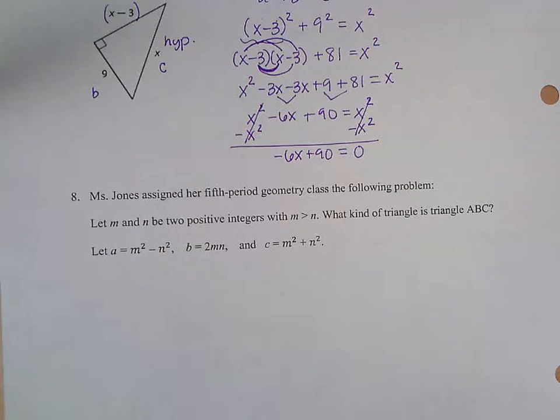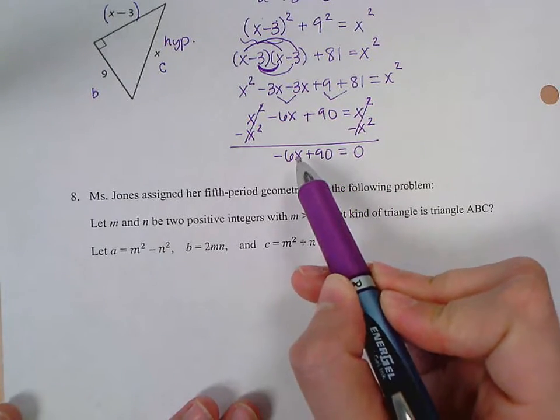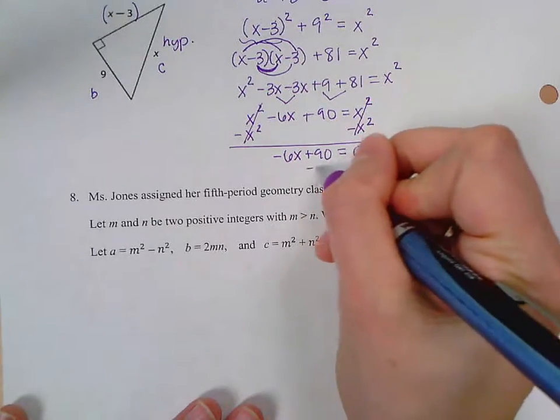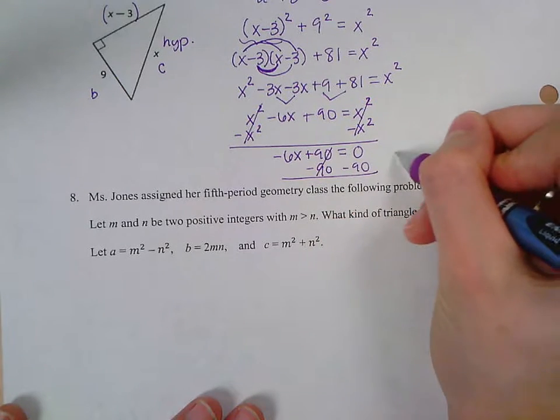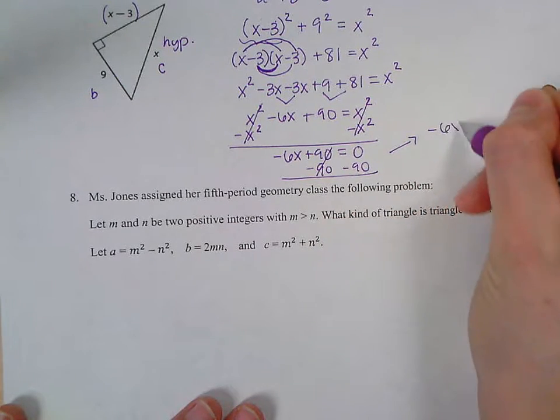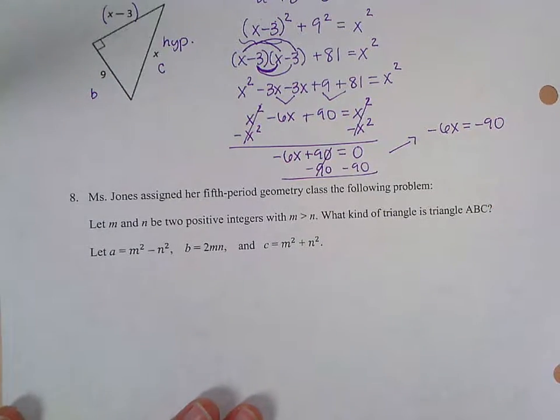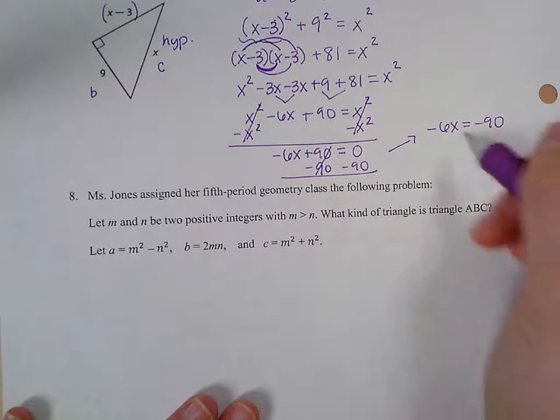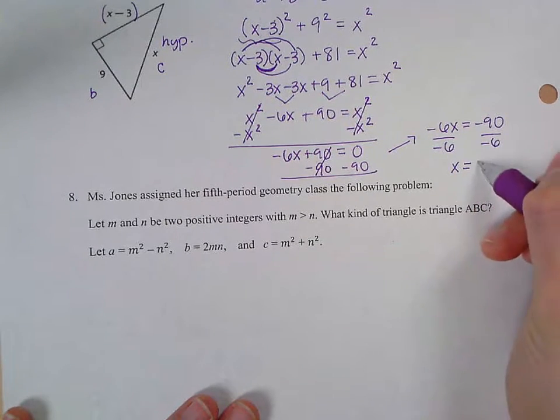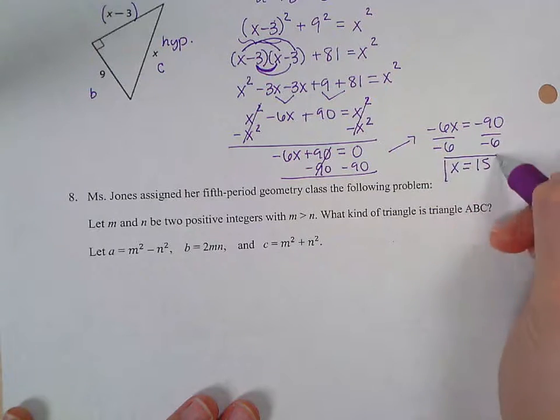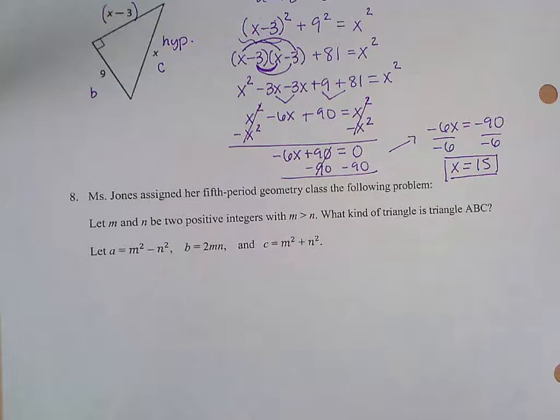And now to solve for x, I need one of these on the other side. So I'm going to continue this over here: negative 6x equals negative 90. And then I would have to divide by negative 6. And x would equal a positive 15. Okay, so reviewing some algebra with that one. Questions on that?